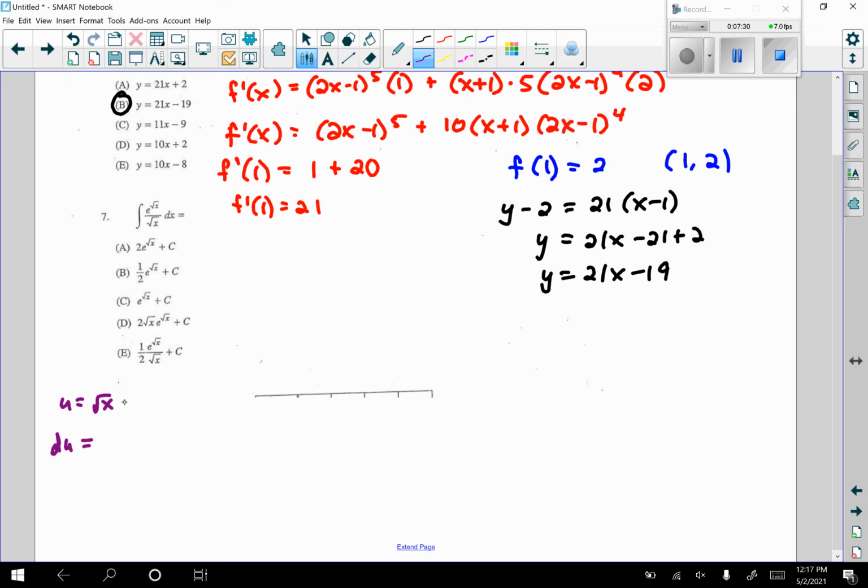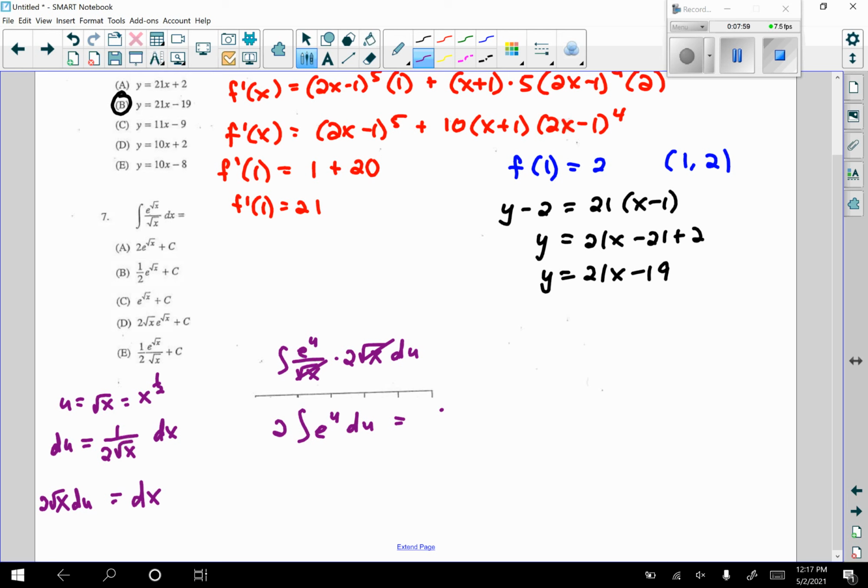So this is x to the 1/2, and that always turns into 1 over 2 radical x dx, because we'll get 1/2 times x to the negative 1/2, and we simplify it here. So then dx is just going to become 2 radical x du. So now we have the integral of e to the u over radical x times 2 radical x du. So we'll put the 2 out in front. Radical x's divide out, and we have e to the u du.